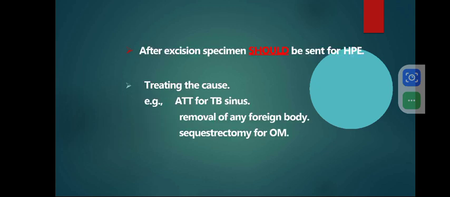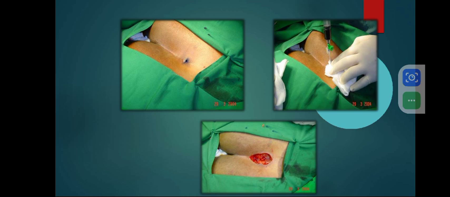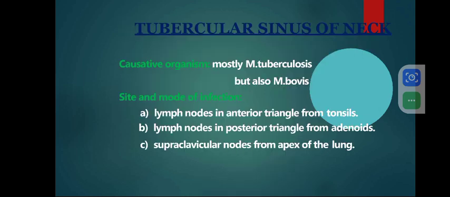After the excision or the surgery, the specimen should be sent for HPE. Treatment of the cause, for example ATT in TB sinus. Removal of any foreign body. Sequestrectomy for OM. These are the pictures showing the surgery. Tubercular sinus of neck.